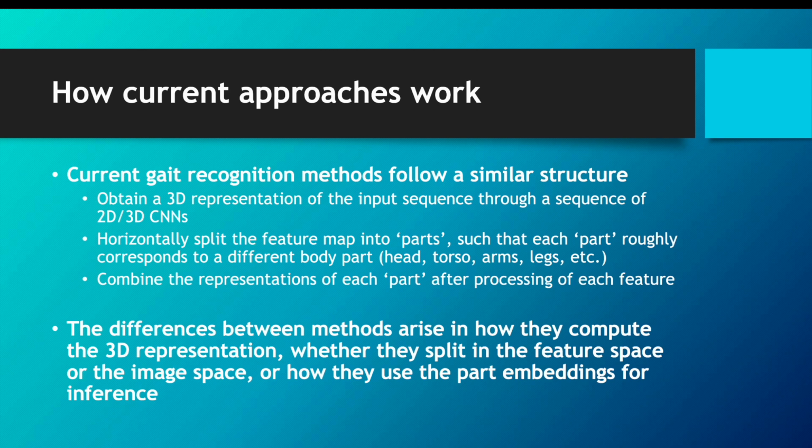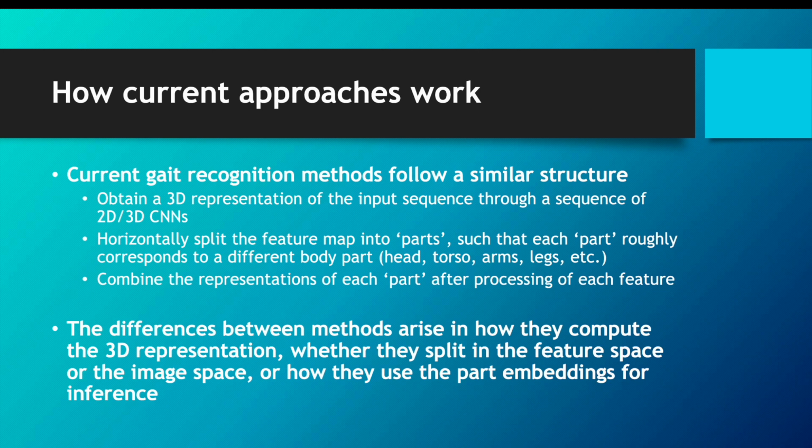So current gait methods follow a similar structure where they obtain a 3D representation of the input video through a sequence of 2D or 3D CNNs. They horizontally split this 3D representation into multiple parts. So the top part might have features corresponding to the head, the bottom part might have features corresponding to the legs, and then they somehow combine these representations in an aggregation step. The differences between current methods arise in how they compute these 3D representations, where they do this splitting, or how they aggregate these features.